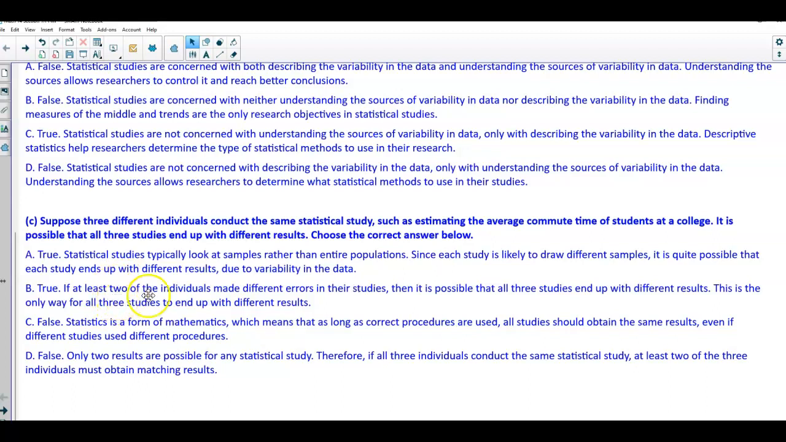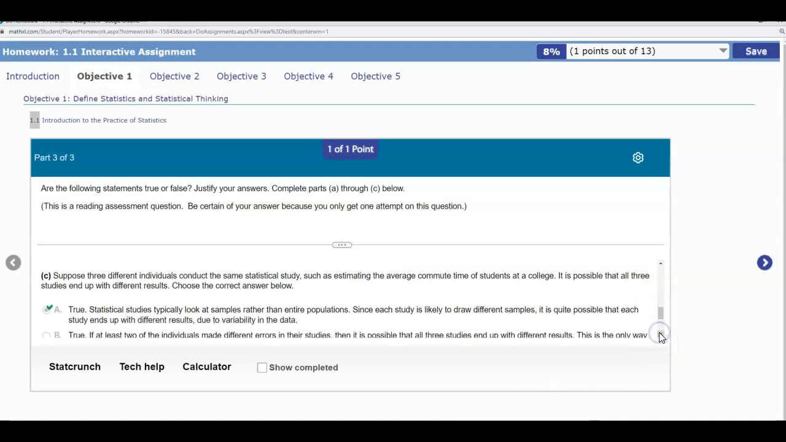Part B says if at least two of the individuals made different errors in their studies, then it's possible all three studies end up with different results. Well, that's not true because in this case here, we always look at samples. So still part A sounds like the best answer. Parts C and D say false. Statistics is a form of mathematics, which means that as long as correct procedures are used, all studies should obtain the same results. That's not true. False, it says only two results are possible for any statistical study. That's not true. So the answer is A. Again, pay close attention to the wording. In this case here, our answer is A.